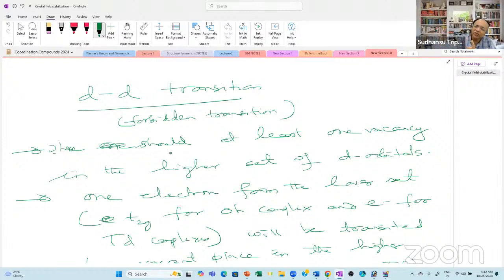L wise, del L should be plus minus 1. Spin wise, del S should be 0. Any change will be disallowed.